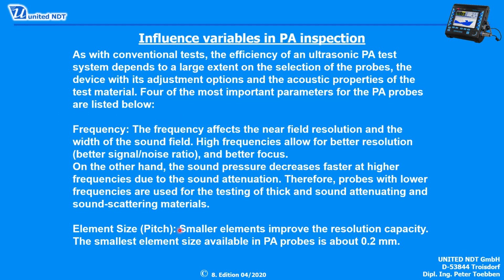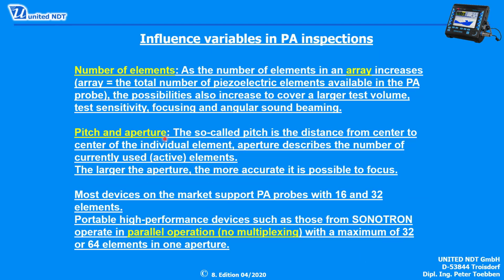The element size, the so-called pitch. Smaller elements improve the resolution capacity. The smallest element size available in a PA probe is 0.2 millimeters. So very, very small elements. The pitch is rather small. So you need a couple of those to increase the resulting wave so that you can use it properly.